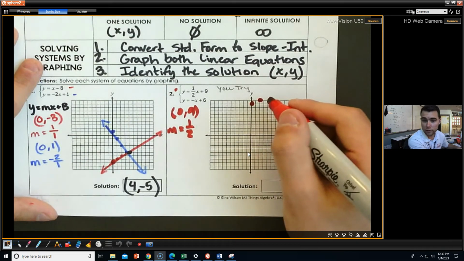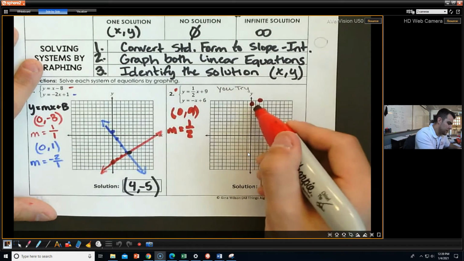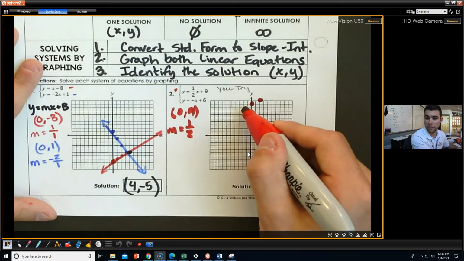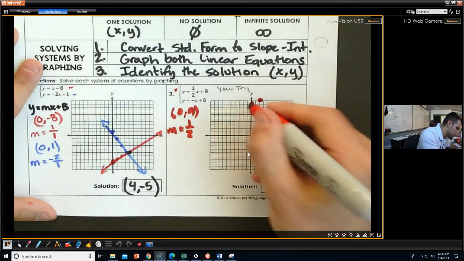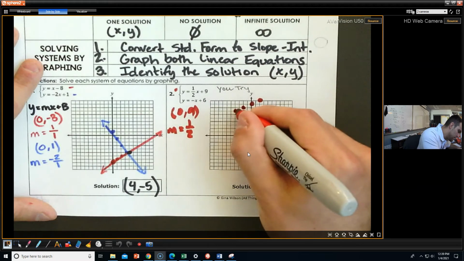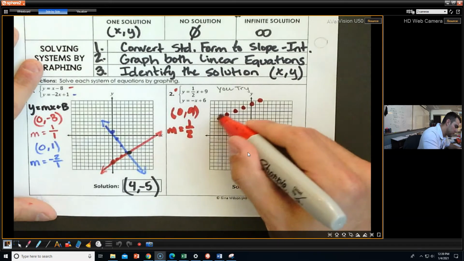I could go the other way as well, right? If this is going up 1 and to the right 2, I could go the other way. I could go down 1 and to the left 2. Because -1 over -2, well, that's still positive 1 over 2. So I can definitely do stuff like that, okay? Bend the universe to your will, ladies and gentlemen. Do not be afraid to do that.